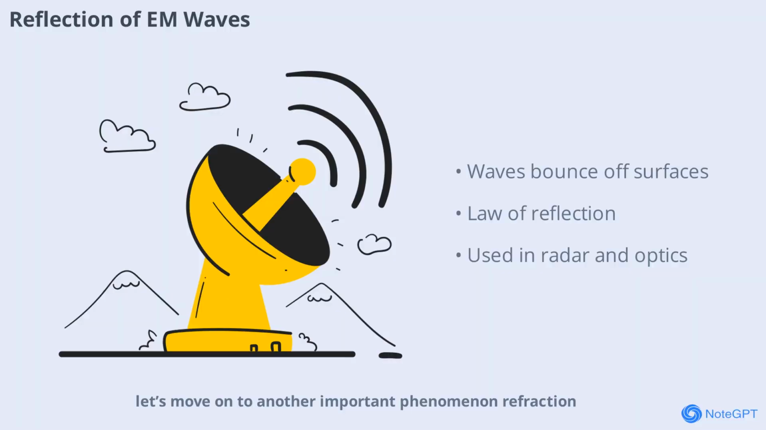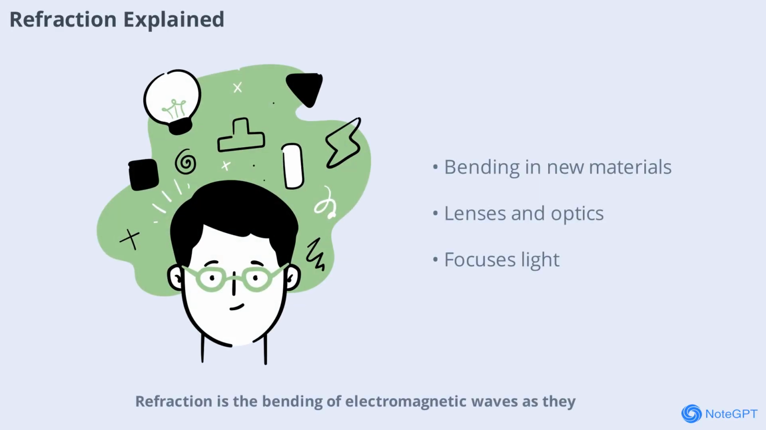Now let's move on to another important phenomenon, refraction. Refraction is the bending of electromagnetic waves as they pass from one material into another with a different density. This is why a straw looks bent when placed in a glass of water. The change in speed as the wave enters a new medium causes it to change direction. Refraction is crucial in lenses, which focus light to form images in cameras, glasses, and telescopes. By understanding refraction, scientists and engineers can design better optical devices and communication systems.